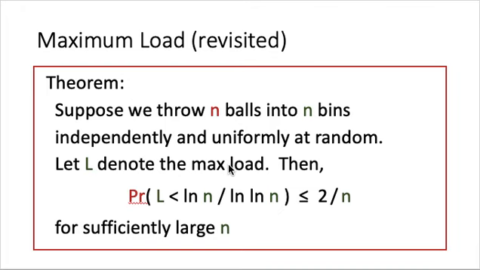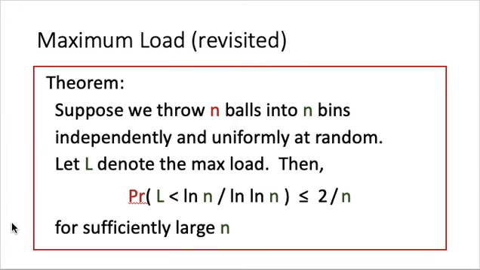Previously, we have shown that with high probability, the maximum load is less than or equal to 3 log n over log log n. And here we are going to show that with high probability, this L is going to be greater than or equal to log n over log log n. So precisely, we are going to show that the probability that the maximum load is less than log n over log log n is going to be small.